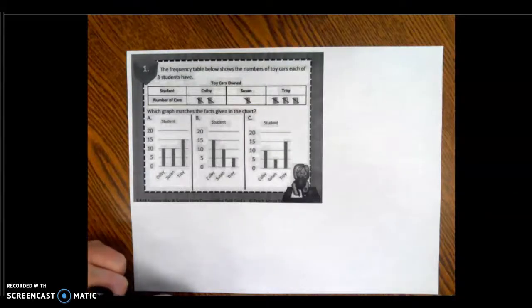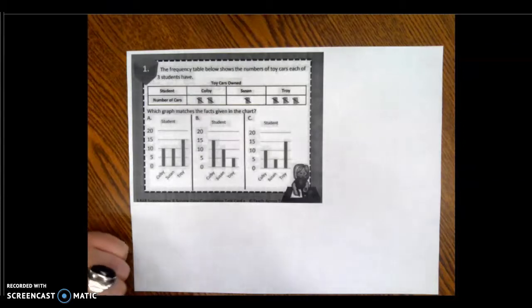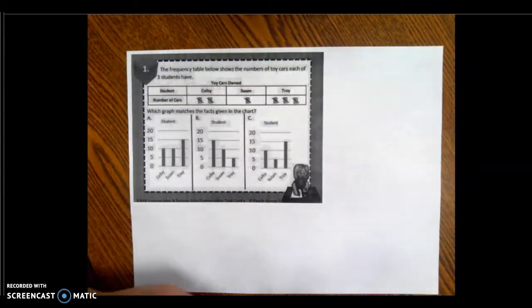The frequency table below shows the number of toy cars each of 3 students have. Which graph matches the facts given in the chart? What is the first thing that we need to do? We need to know, boys and girls.